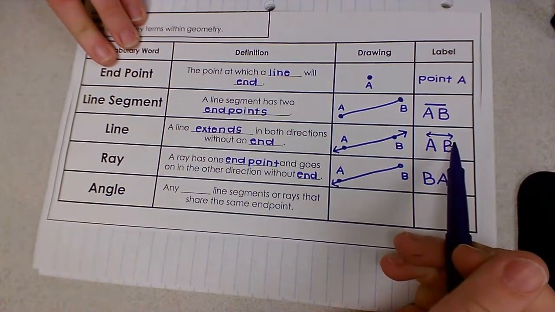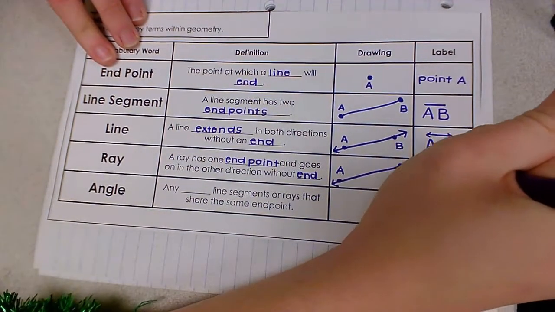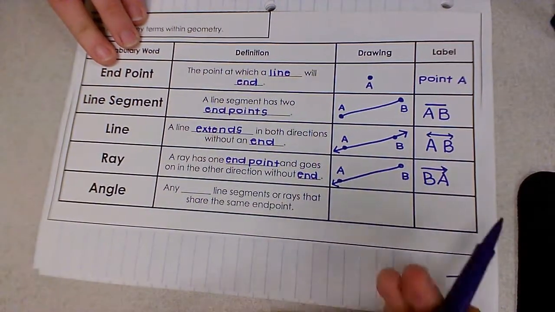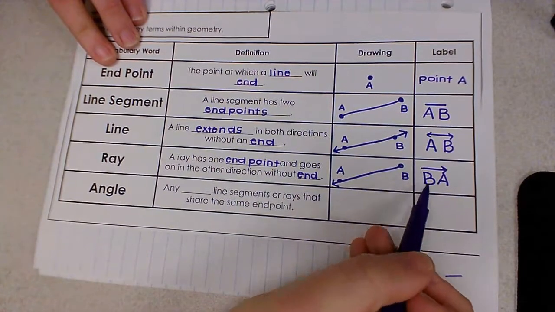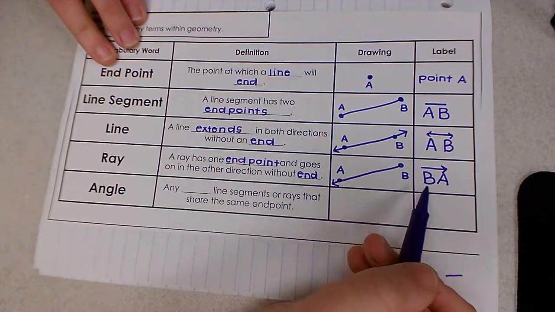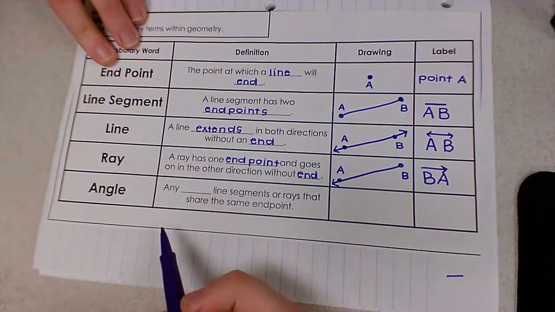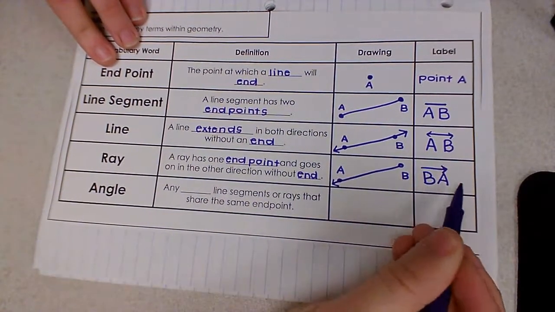Now for the symbol on top, we're going to show that extension through an arrow like this. One side ends, and that's going to be on top of the letter that has the endpoint. One side extends, and that's going to be on top of the letter that extends. So this is ray B-A.